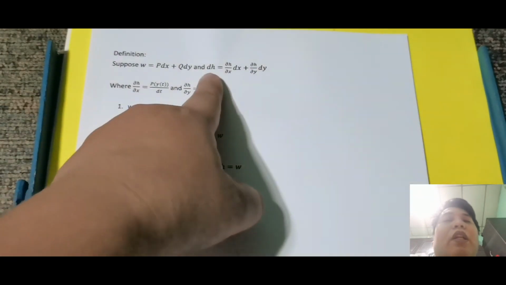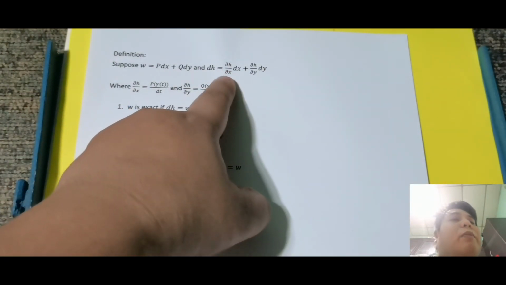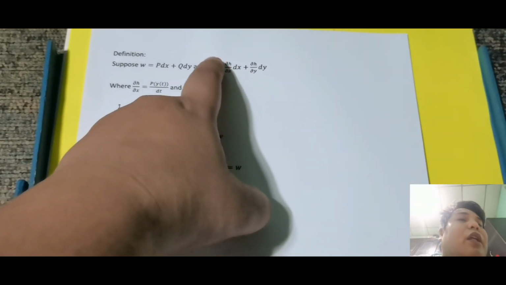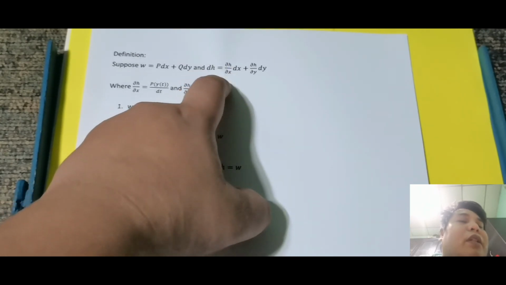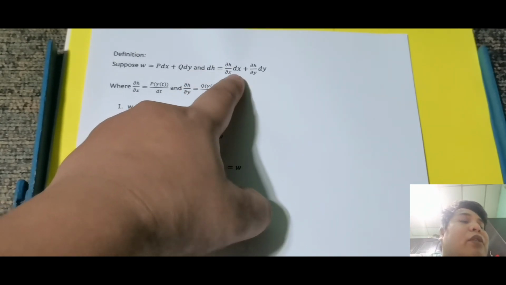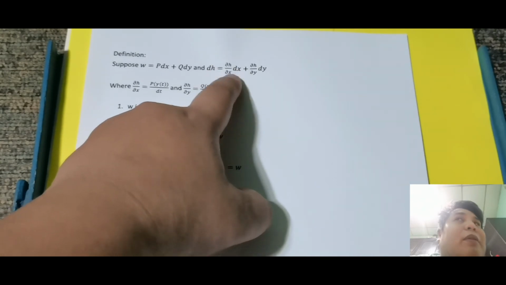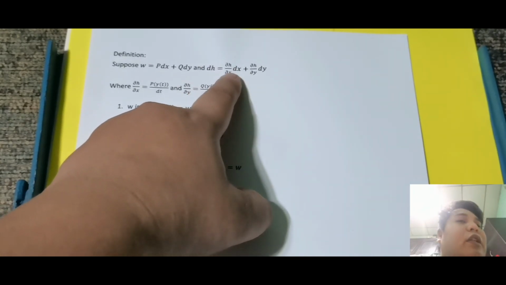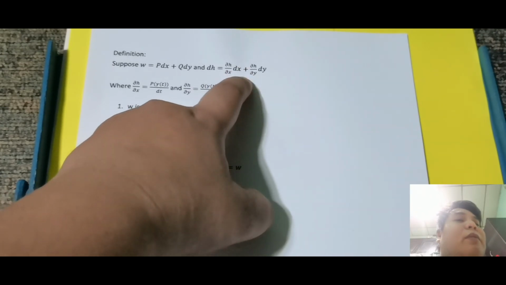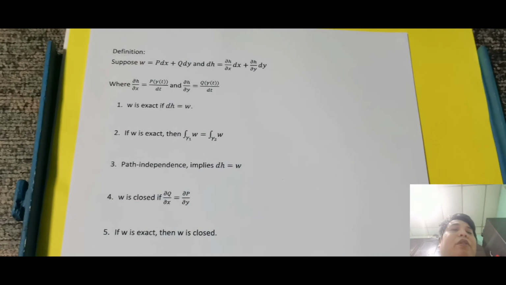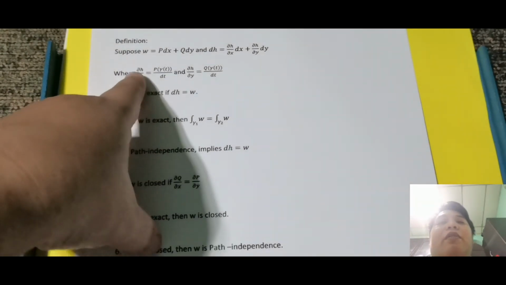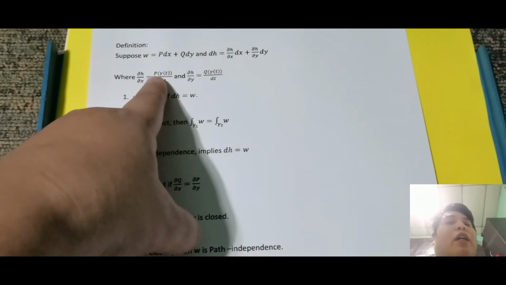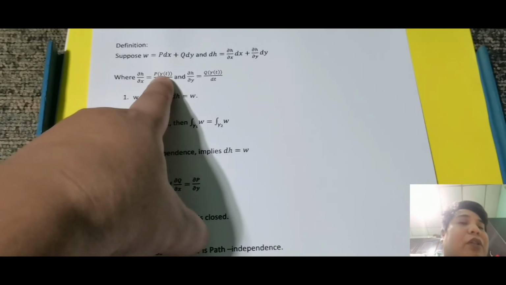Ngayon, DH is the partial of H with respect sa X. Then, after ko i-differentiate yung H with respect sa X, kunin ko naman yung differential niya. So, with respect dx naman siya, I mean. I-operate ko yung H with respect sa X, tapos didikit ko lang ng dx. Tapos, partial of H with respect sa Y, dikit ko lang yung dy. Yun naman yung dH.